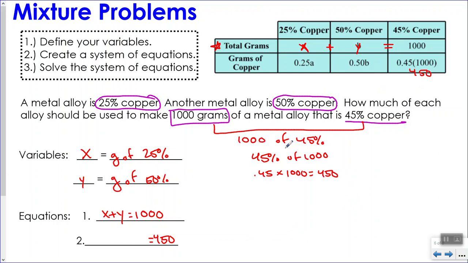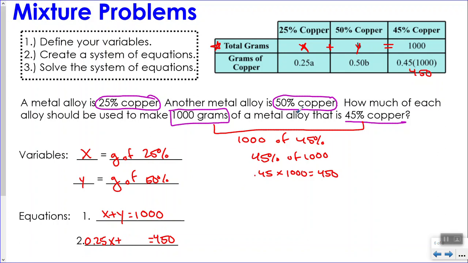So now we look at the two things that we're adding together. In order to figure out how much copper is in the 25% copper amount that we're adding, we're going to take 0.25 and multiply it by the number of grams. So if I had 100 grams of this alloy, 25% of it is copper, which means that 25 grams would be copper. But we don't know how much we're going to have, which is why we use the variable.